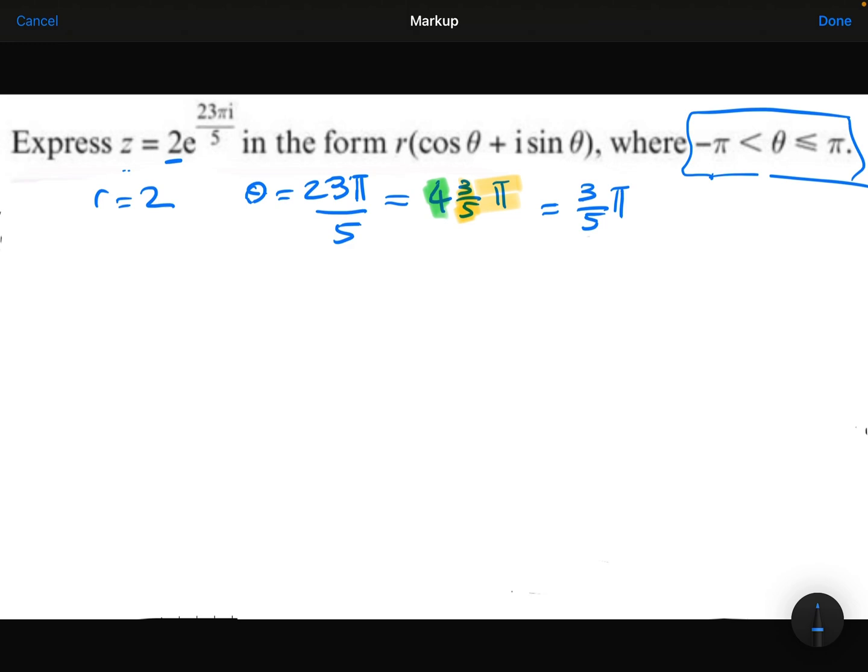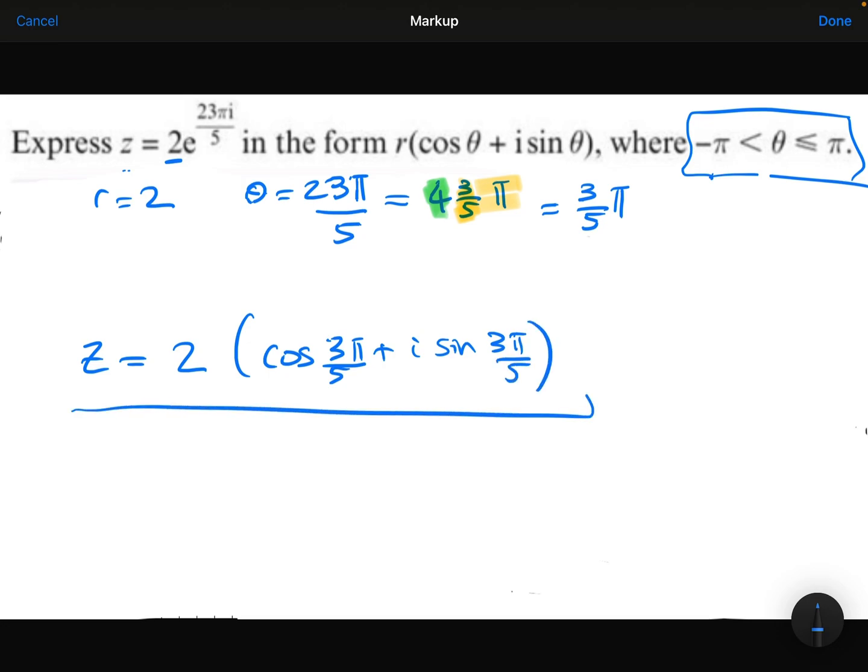So I can now say that my complex number z is equal to 2 cos 3/5 pi plus i sine 3/5 pi. And that is my complex number.